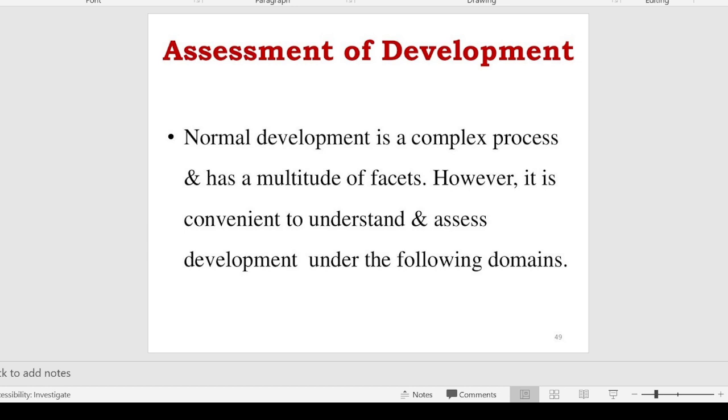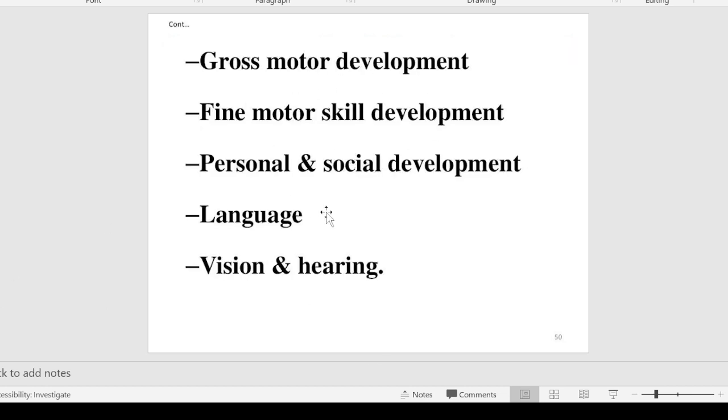Normal development is a complex process and it has a multitude of facets. However, it is convenient to understand and assess development under the following domains. It includes different types of development. The first is motor development, which means muscle power development. Motor development is again divided into two types: gross motor development and fine motor development.